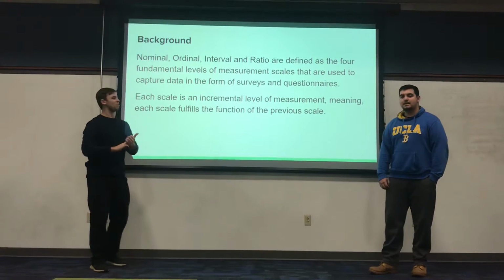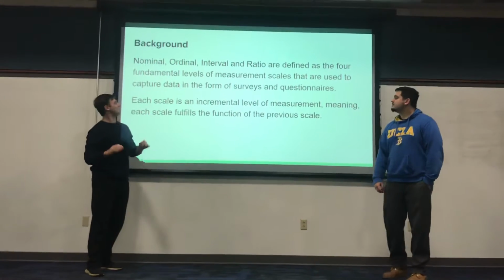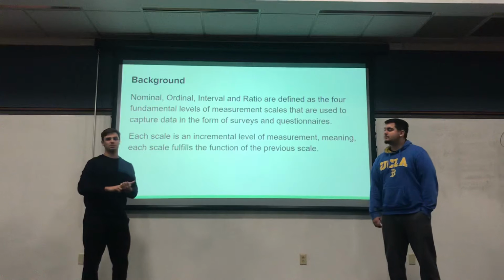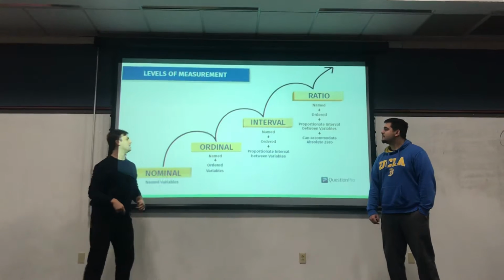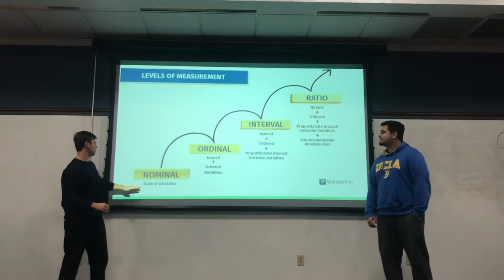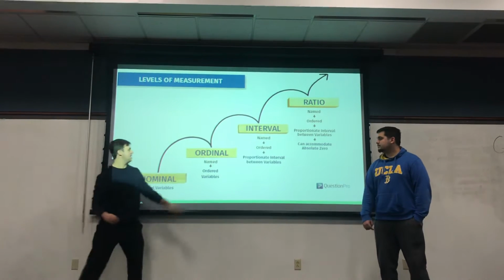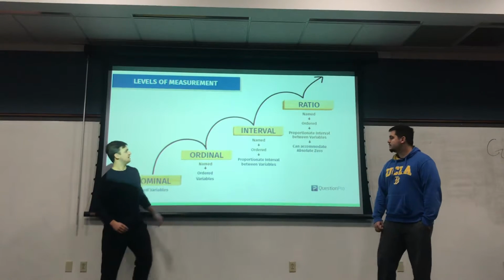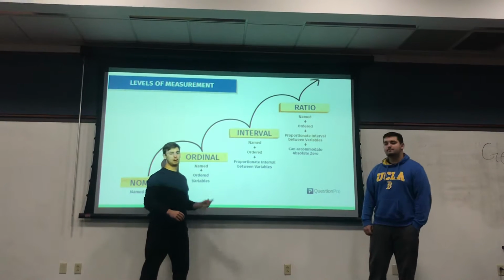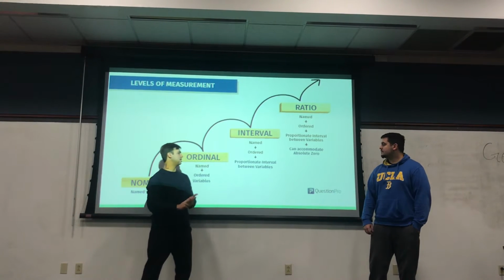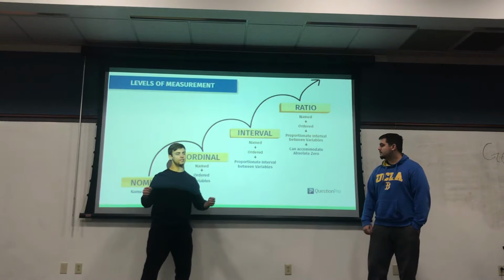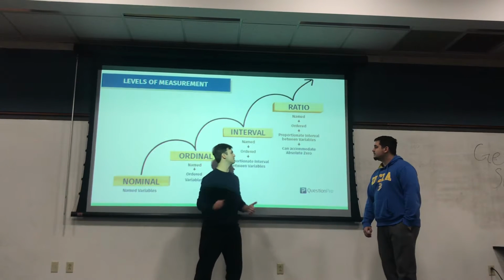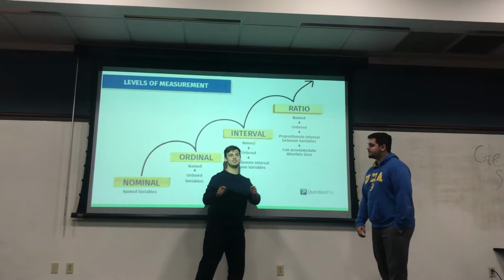So first, some background. There are 4 levels of measurement: nominal, ordinal, interval, and ratio. And each scale is an incremental level of the measurement before it. So here's a super easy little graph for you guys. Nominal just has the named variables, and then ordinal builds off of it. So the variables are named and they're ordered. Next we have the interval scale, where the variables are named, ordered, and there's a proportionate interval, so distance between the 2 variables. And lastly, we have the ratio variable, where it has all of those previous things, plus the variables can accommodate absolute 0.